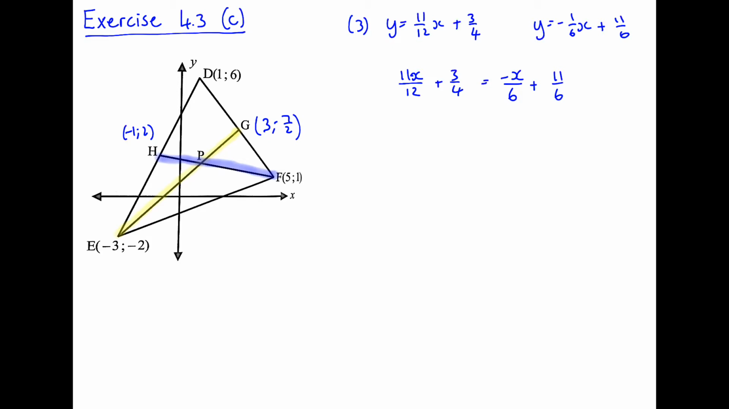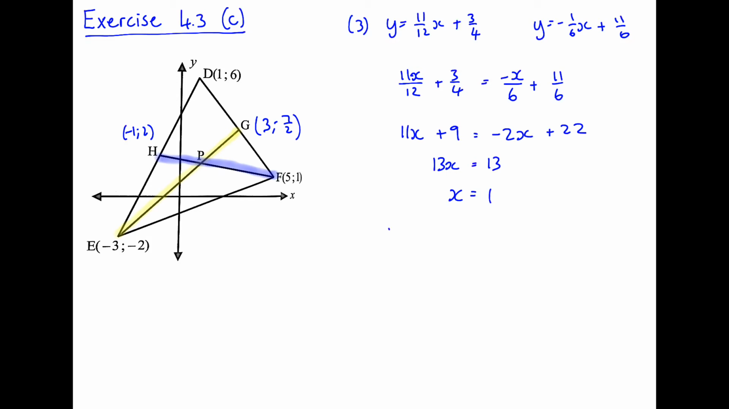All right, the common denominator here is 12. So we're going to multiply each term by 12. So the first term we're going to get 11x. The 3/4, the 4 goes into the 12 three times. So 3 times 3 is 9. And on the right-hand side, they're both over 6. So that goes into 12 twice. So we multiply each of the numerators by 2. So we get minus 2x plus 22. Take over the x, then we get 13x on the left-hand side. And on the right-hand side, 22 minus 9 is 13. Therefore, x equals 1.